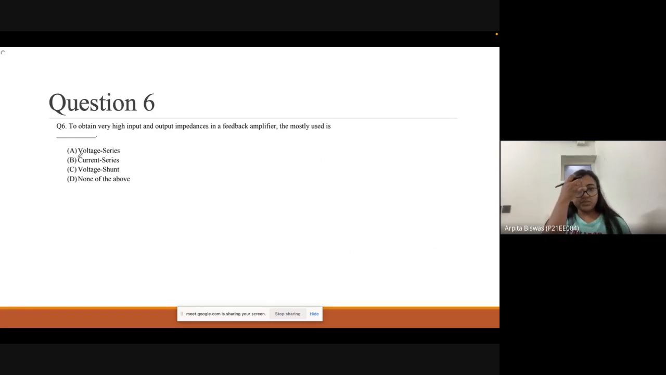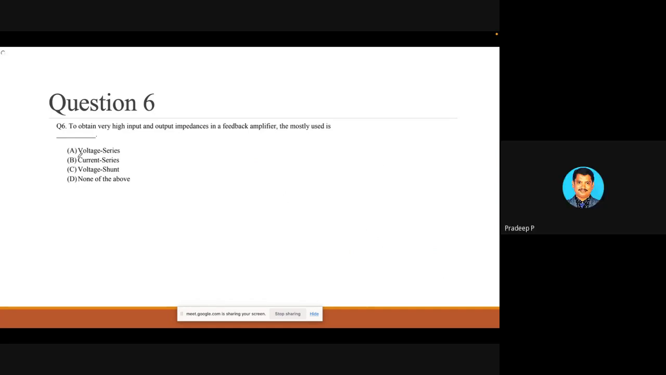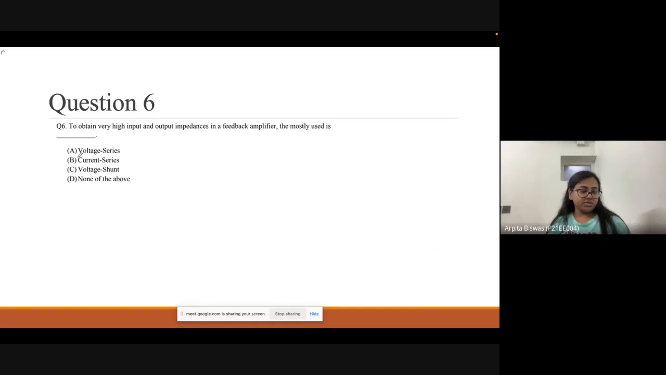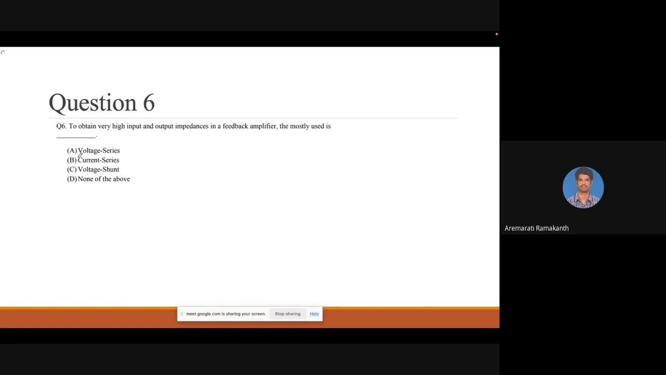So this is question number 6. To obtain very high input and output impedances in a feedback amplifier, the most used is: first one is voltage series, second one is current series, third one is voltage shunt, and fourth one is none of the above. Current series, madam. Okay. There is one more student. Please unmute yourself and try to give the answer. Ramakant. Sir, current series.